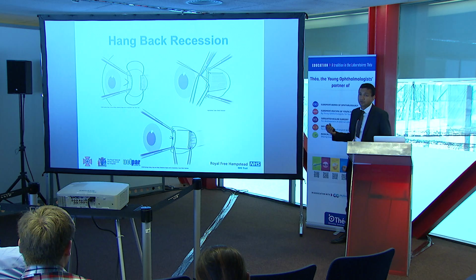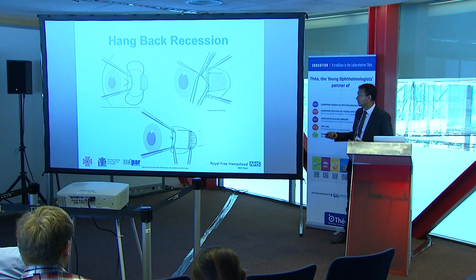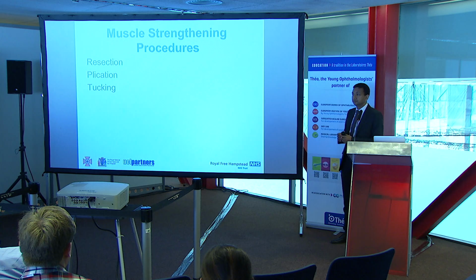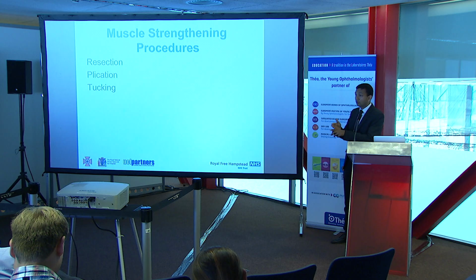If you're going to do an adjustable suture, then you have to do this, and I'll show you a video in a minute. How do you strengthen a muscle? Well, essentially, you have to make it shorter. So you can cut a chunk out of it and put the two ends together, or you can just fold it over, which we call a plication or a tucking, depending on which muscle you're doing.